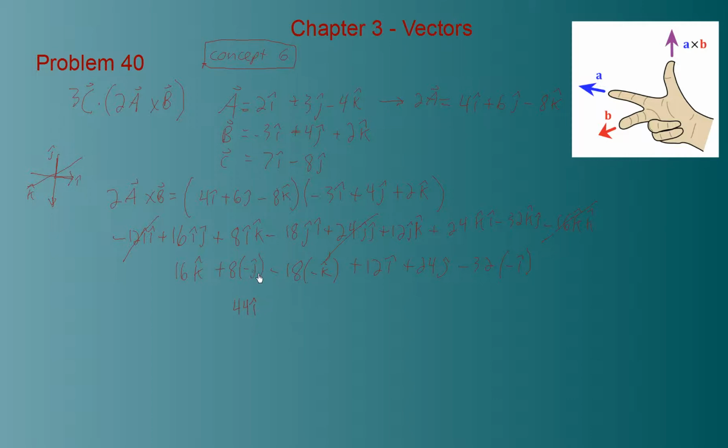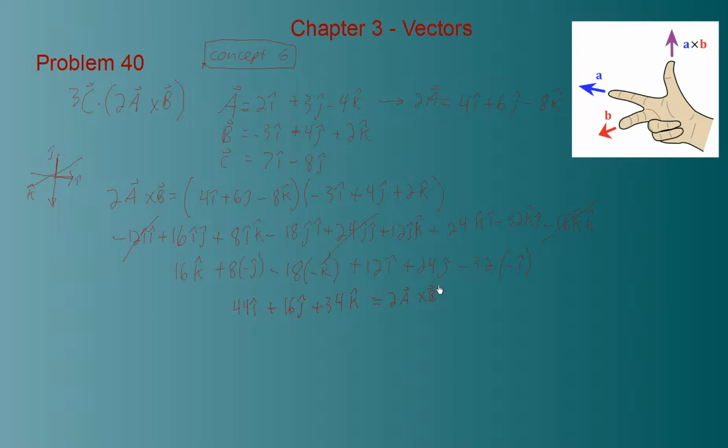For the j's, we got negative 8 and 24. So 24 minus 8, that's 16. And for the k's, we got 16 minus a negative, so 16 plus 18 is 34. 34k. And again, this equals 2a cross b.